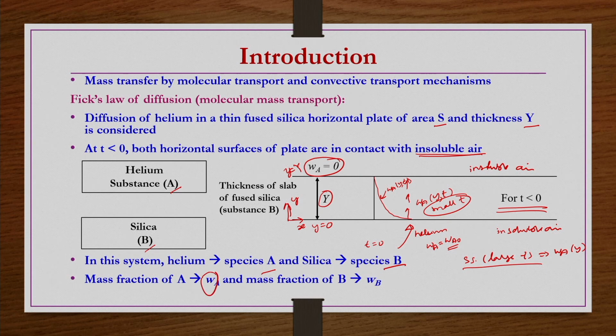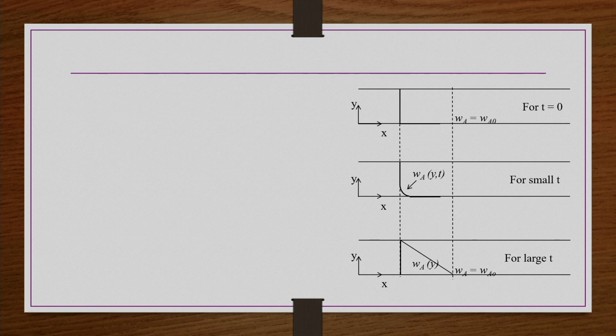Their mass fractions are WA and WB respectively. Whatever we have discussed in the previous slide has been shown pictorially. At t equals 0, helium has been introduced at the bottom of the fused silica plate. The very first layer within the fused silica has helium at t equals 0, and that concentration in terms of mass fraction we are writing as WA naught. At y equals capital Y, the concentration of helium is 0, represented in terms of mass fractions for the time being.